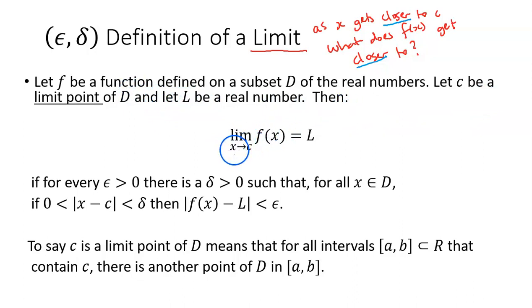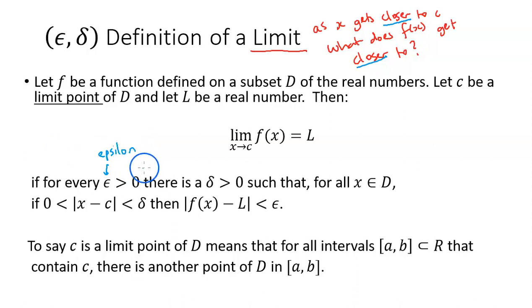So C is a limit point of D and L is a real number. Then we say that the limit as x tends towards C of f of x is equal to L if for every number epsilon, this is the Greek letter epsilon, E-P-S-I-L-O-N, so epsilon greater than 0, there is a number delta greater than 0, such that for all x in D, if 0 is less than |x minus c| less than delta, then |f of x minus L| is less than epsilon.